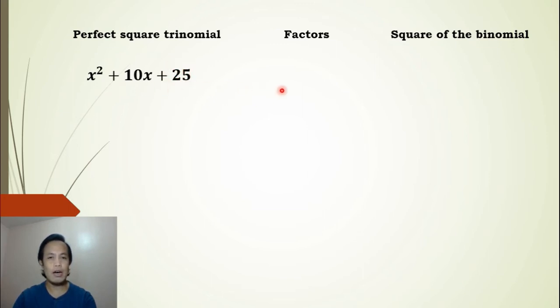So when we factor this out, we just simply write 2 parentheses. Then the square root of x squared is x. So we have here x times x. And we copy the sign of the middle term here, which is positive. So that's why we have here positive. Both are positive. And of course, the square root of 25 is 5. And when we add 5 plus 5, that would give us 10. So when we write these factors, since both are the same, we can write this one as the square of the binomial like x plus 5 quantity squared.